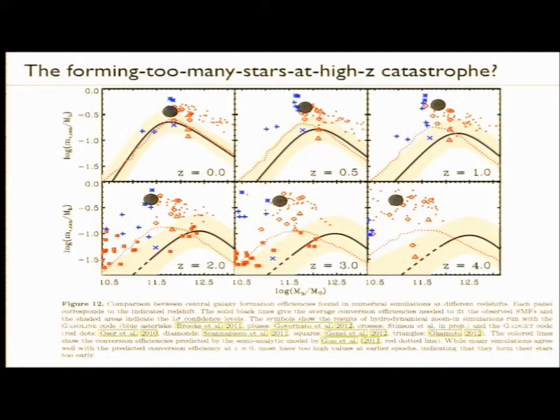So I call this the forming too many stars at high redshift catastrophe. I don't know if it's a new catastrophe. I don't know if this is something that we need to address. I don't know if we believe abundance matching at redshift 4. We probably do. Do we want to address it as well in the new simulations?